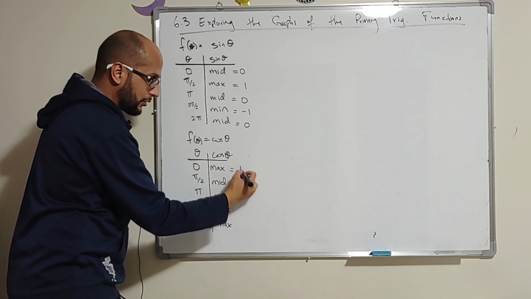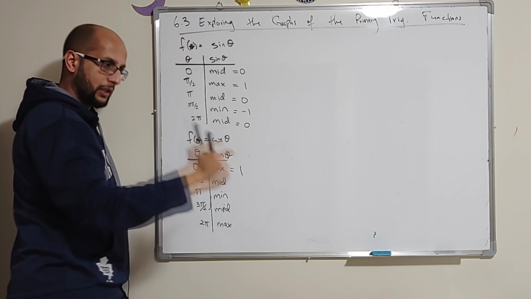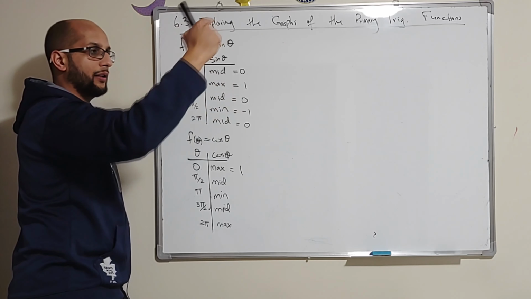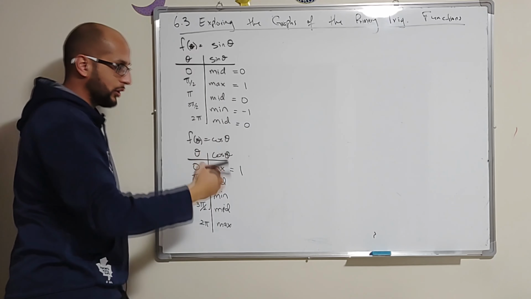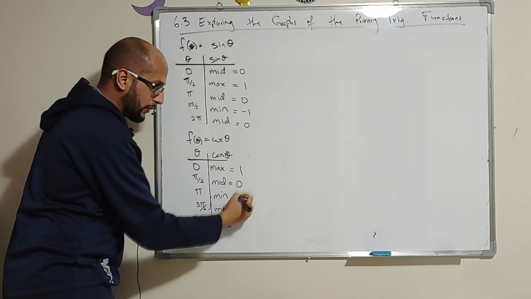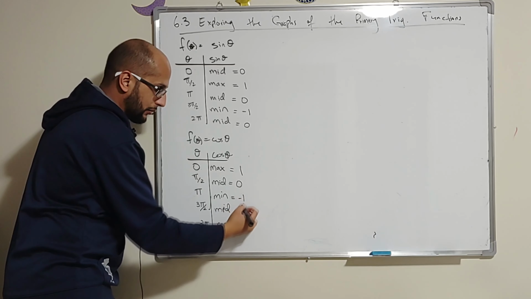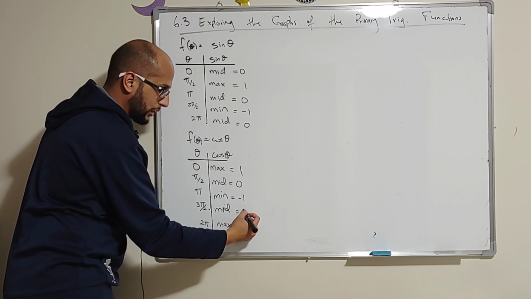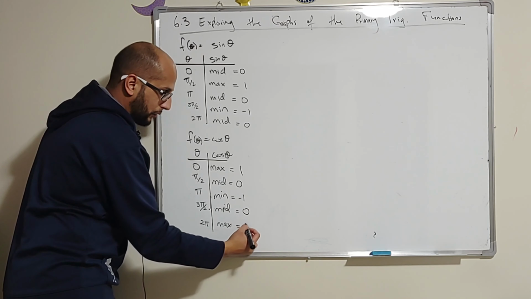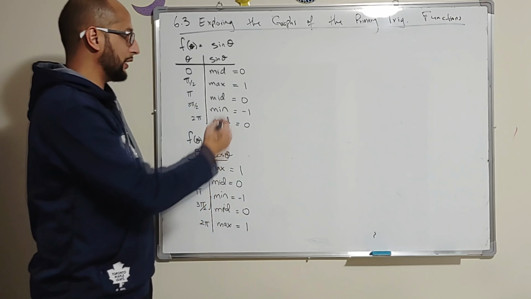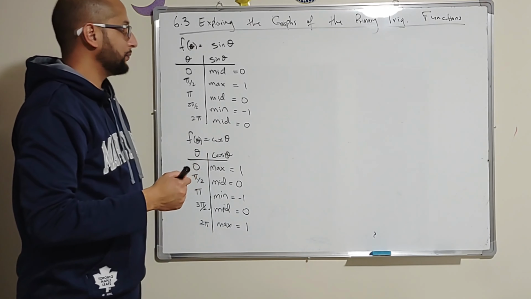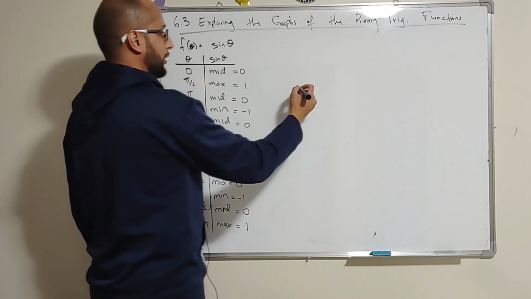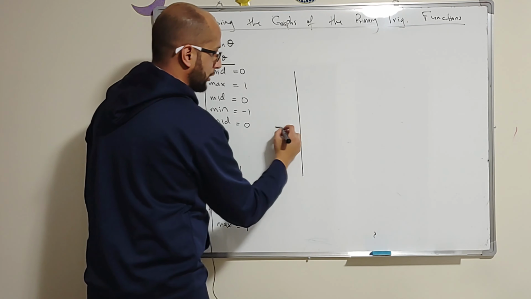So the pattern is always 1, 0, -1, 0, 1, 0, -1, 0. But I prefer to use max, middle, and min, and we'll look at that when we get to transformations, and why I prefer this method rather than remembering the points themselves. So that is the sine and cosine functions. Let's plot these points.